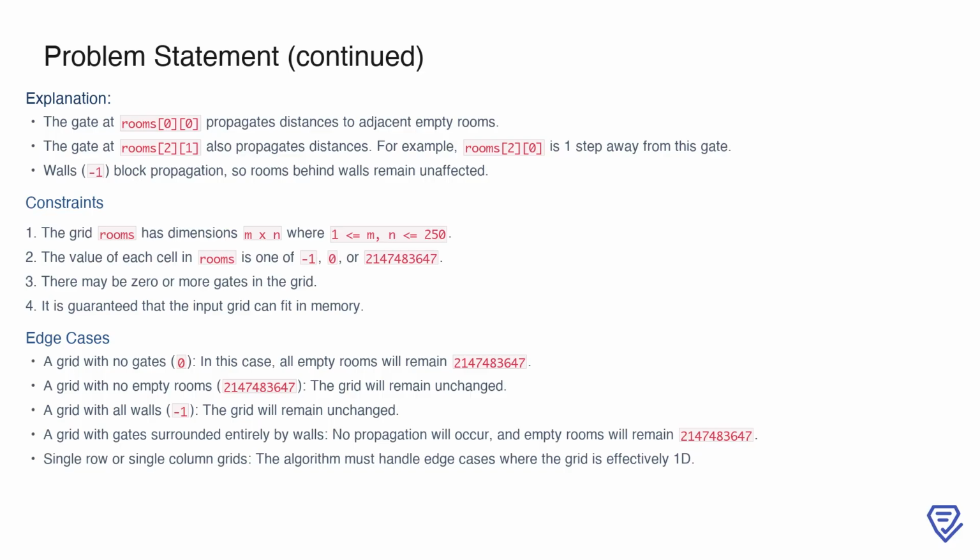Moving on to the constraints, the grid has dimensions of m x n, where m and n can range from 1 to 250. Each cell in the grid is guaranteed to contain one of the three valid values: -1, 0, or 2147483647. There may be any number of gates, including none at all, and the grid will always fit in memory.